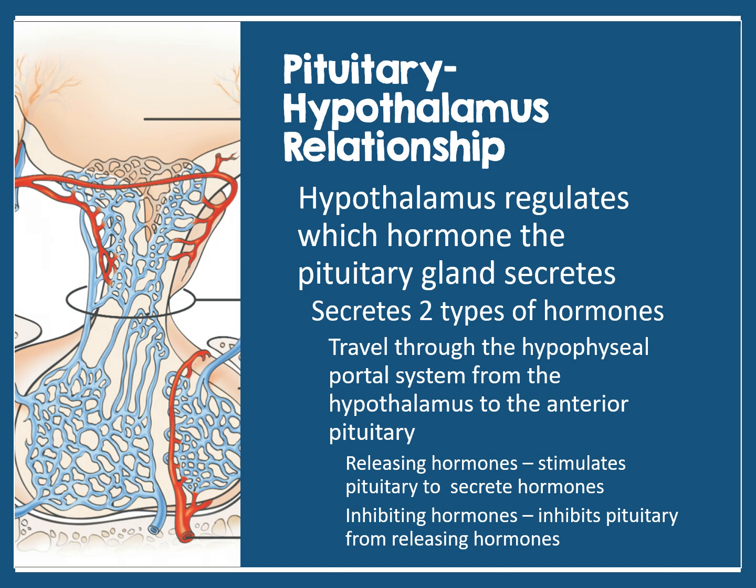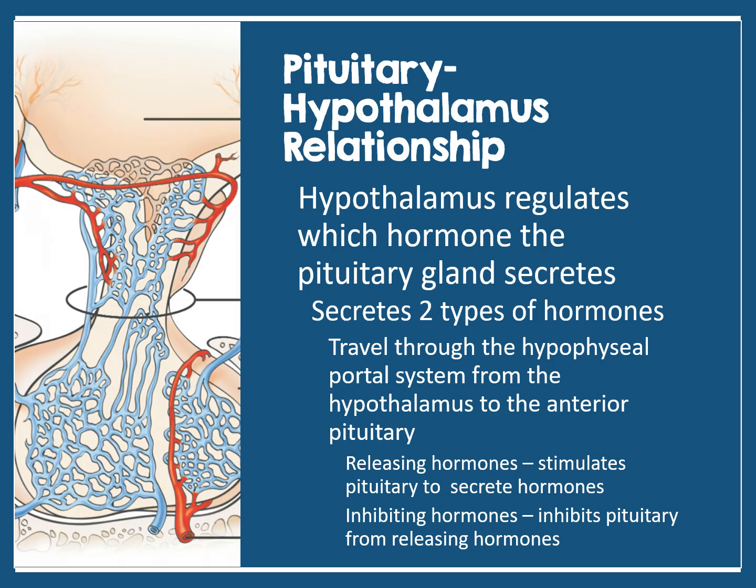The pituitary gland and the hypothalamus have a very interconnected relationship. The pituitary gland will control and release hormones influencing other glands of the body. However, the hypothalamus is the one that regulates which hormone the pituitary gland secretes.